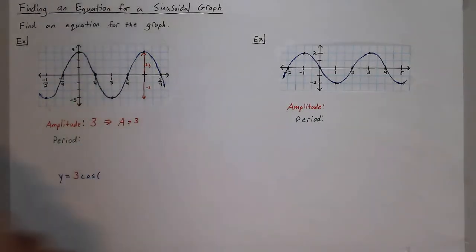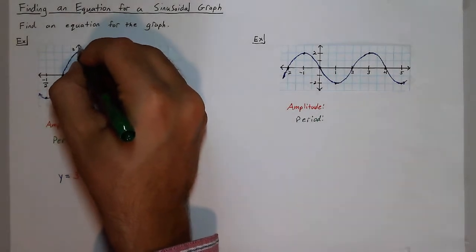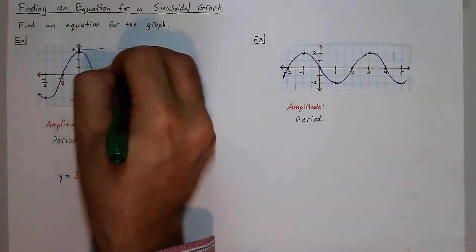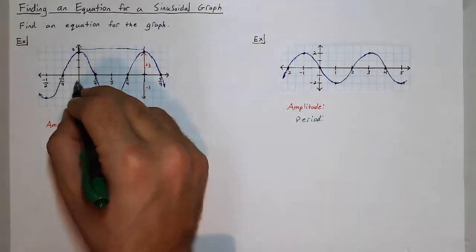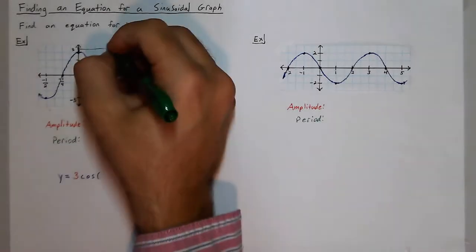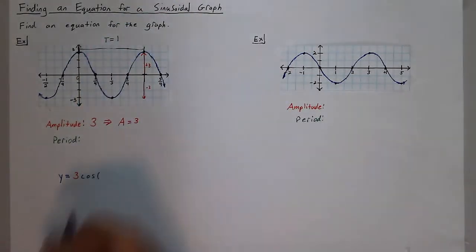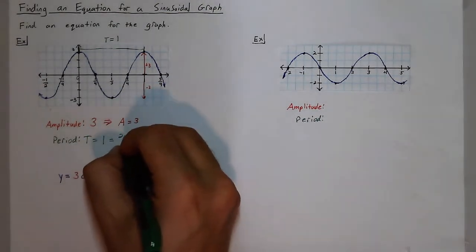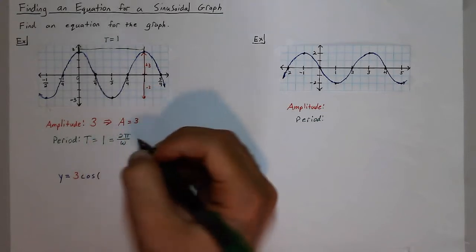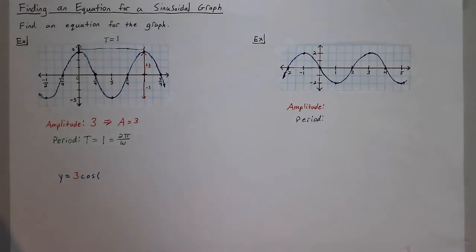Now next thing, I figure out the period. The period is how long it takes to go through one whole cycle. So from one peak to the other peak, we'll start up here. From here all the way to here has a length of 1. So from 0 to 1 is 1 in length. So that period is 1. If I know that the period is 1, I set that equal to 2 pi over omega, then I can solve for that omega value that would typically go in front of that cosine function.